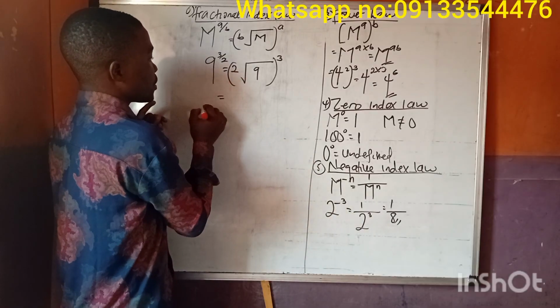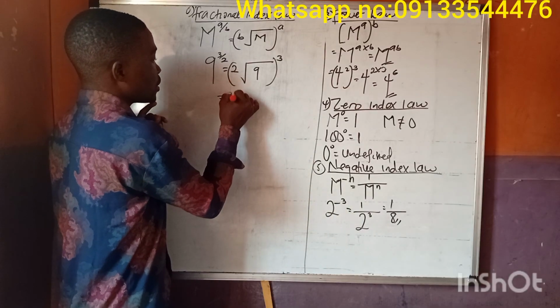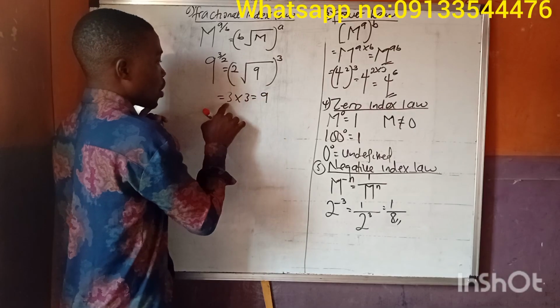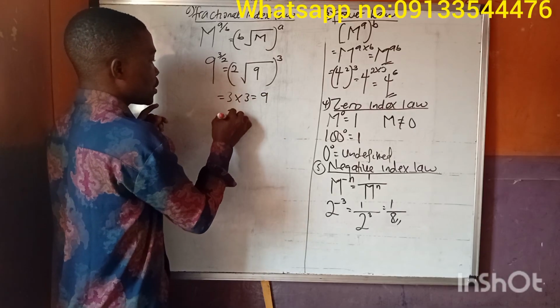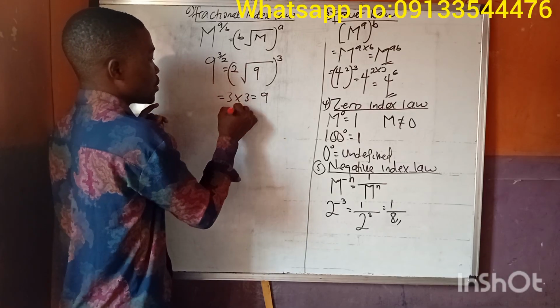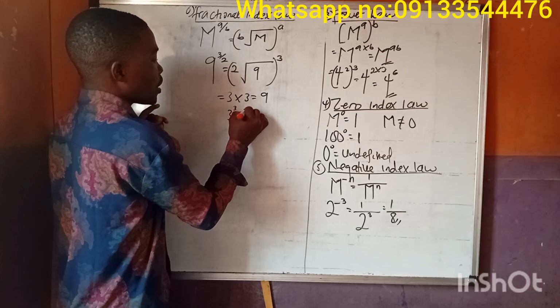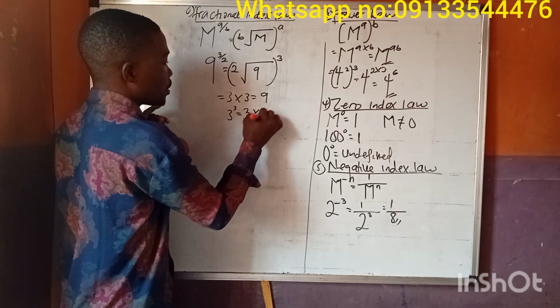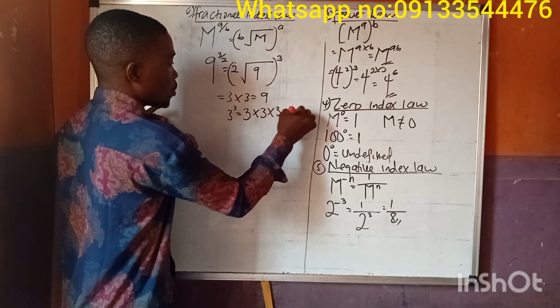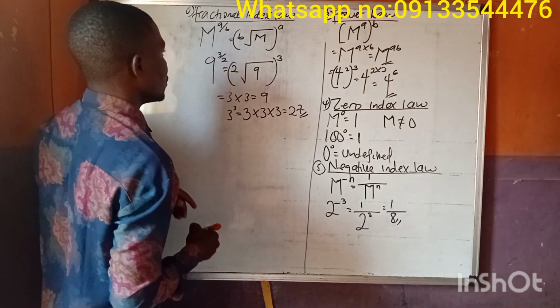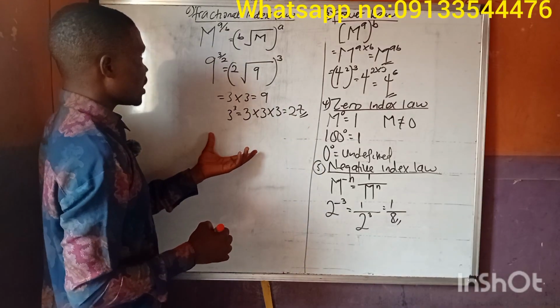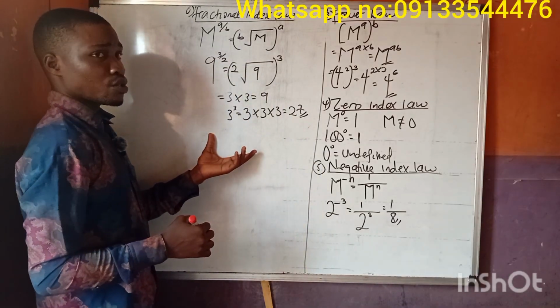So our answer is 3. So you can come here, 3 raised to power 3. So here we have 3 times 3 times 3, we have 27. So this is what the fractional index law is talking about.